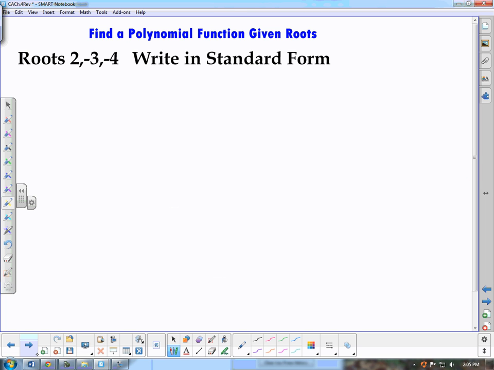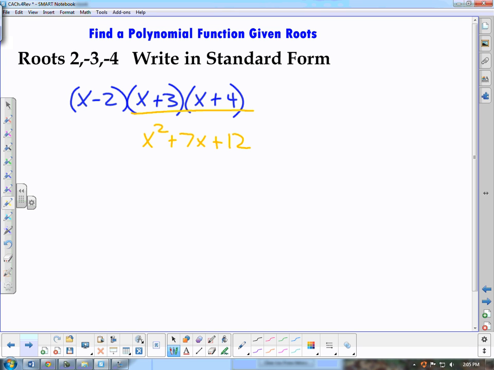Now then we have to write this in standard form given these roots. Since 2 is a root, x minus 2 is a factor. x plus 3 would be, since a negative 3 is a root, and x plus 4. And now just writing it in standard form, you just have to multiply it all out. Multiplying those two together would get you x squared plus 7x plus 12, and then x minus 2. Now it doesn't matter which ones you multiply together first, that's completely up to you.